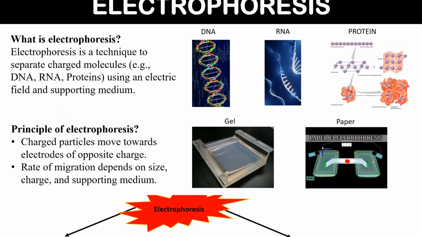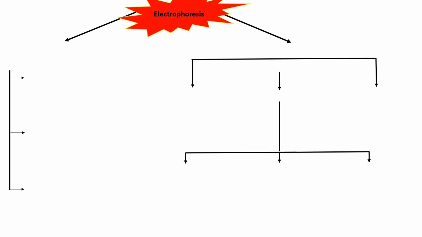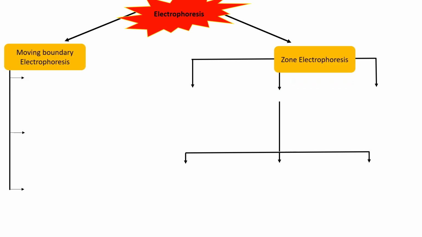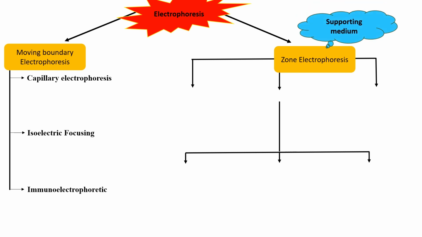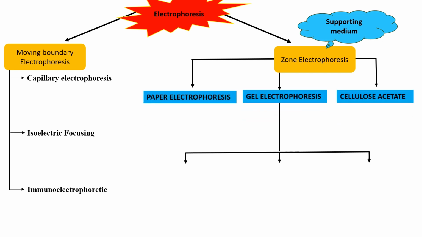So let's learn about the different types of electrophoretic techniques, in which we have two major types: moving boundary electrophoresis and zone electrophoresis. In moving boundary electrophoresis we have three types: capillary electrophoresis, isoelectric focusing and immunoelectrophoretic technique. Zone electrophoresis mainly depends upon the supporting medium we are using. Based upon the supporting medium, it has three types: paper electrophoresis, gel electrophoresis and cellulose acetate electrophoresis.